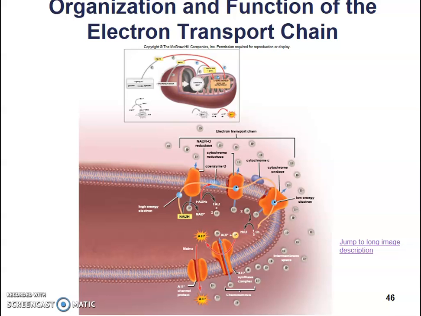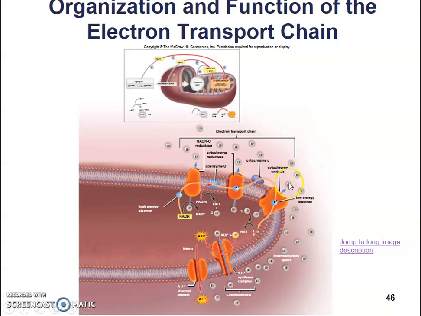The organization and function of the electron transport chain. So here's a diagram of it. Okay, so this is the cristae of the mitochondria. It's made out of phospholipids and it has proteins embedded in it. And it is their job to pass the electrons from one protein to another using enzymes, and harness that energy. So it's pumping those hydrogens.